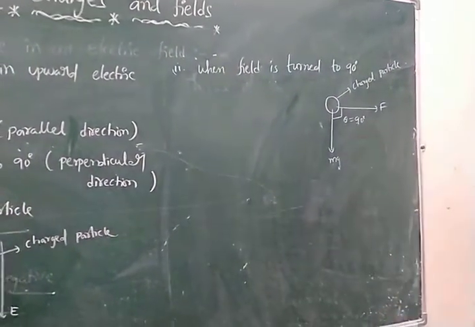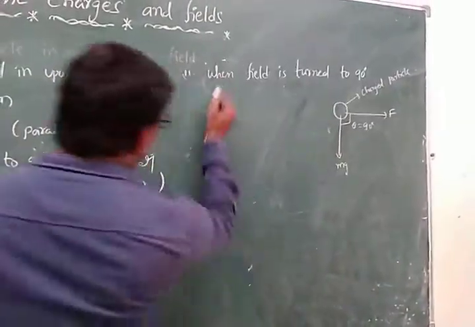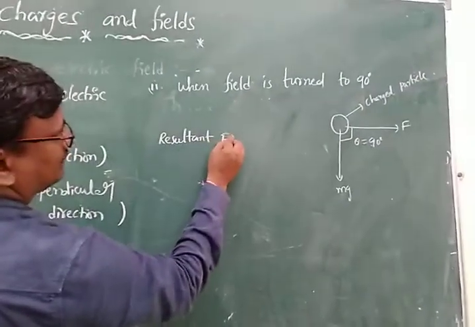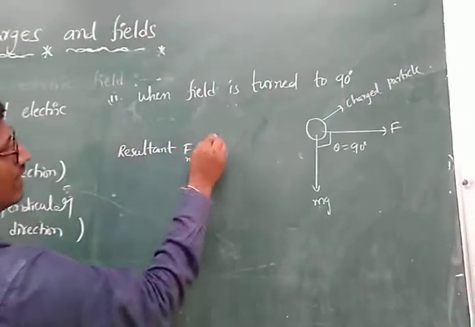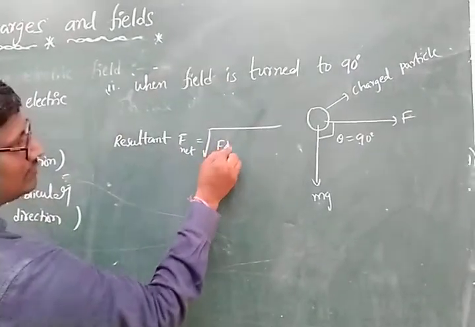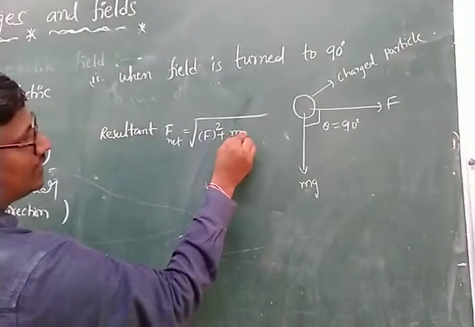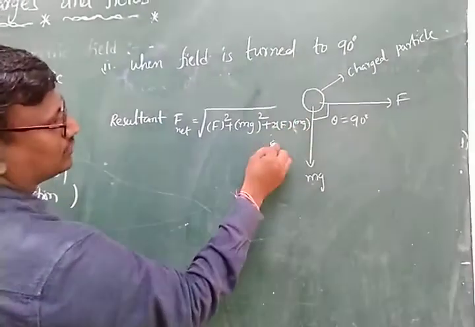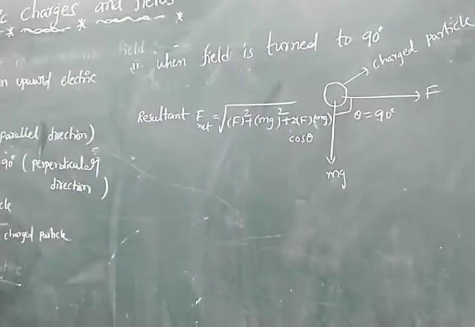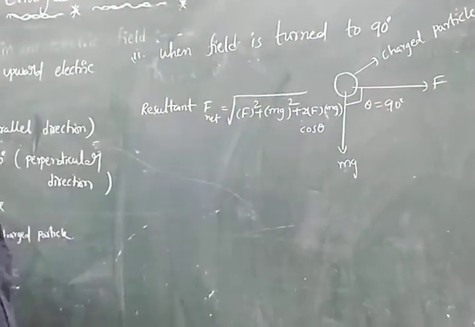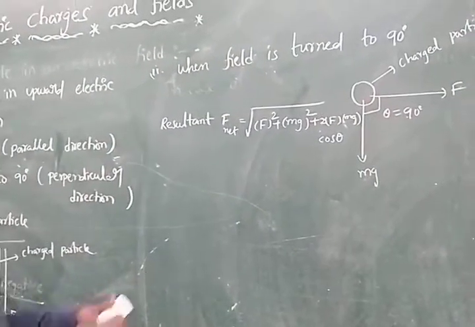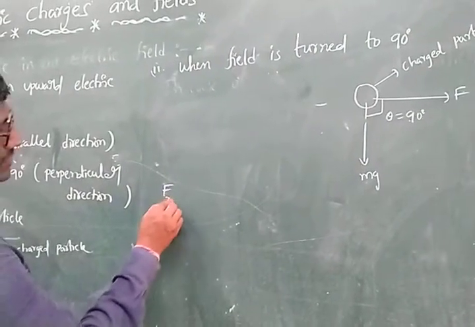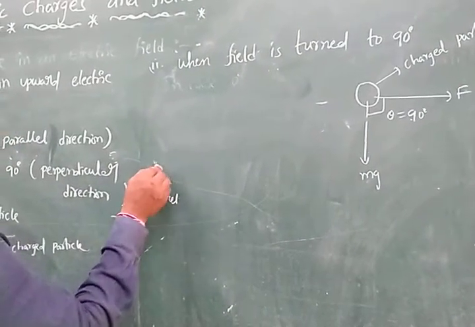Then find the resultant force. See, what is the formula for the resultant? F net is equal to under root of F square plus mg square plus 2F into mg into cos theta. This is nothing but what we learned in first year, the parallelogram law of vectors. What is the parallelogram law of vectors? It is under root of P square plus Q square plus 2PQ cos theta.